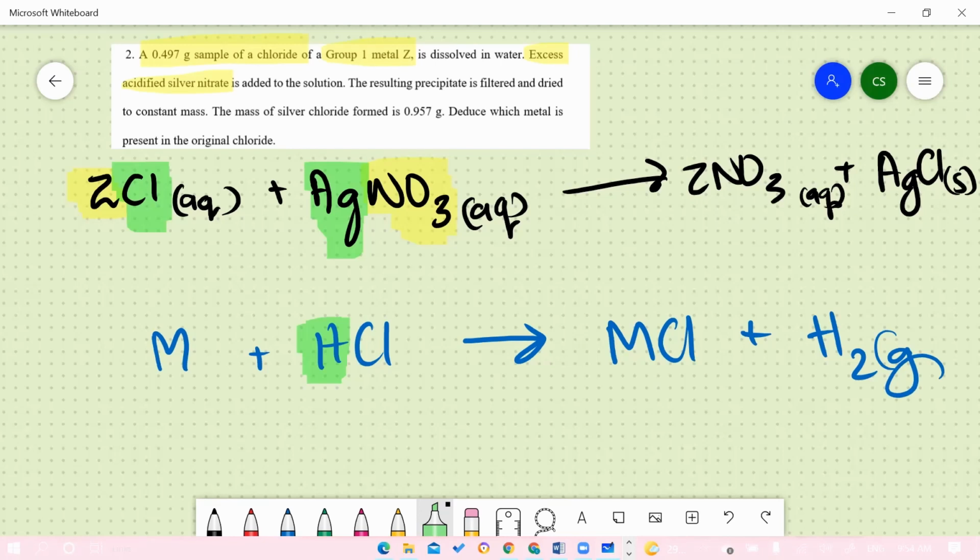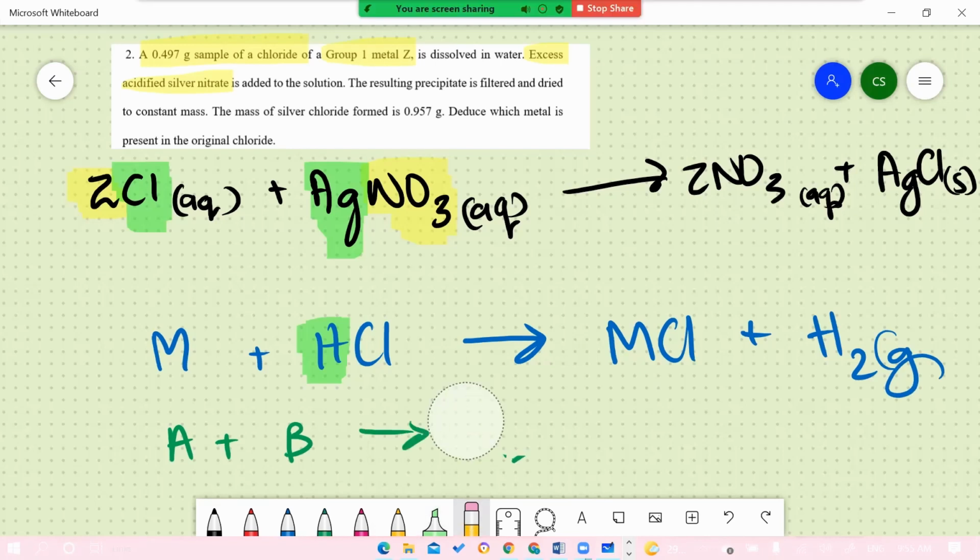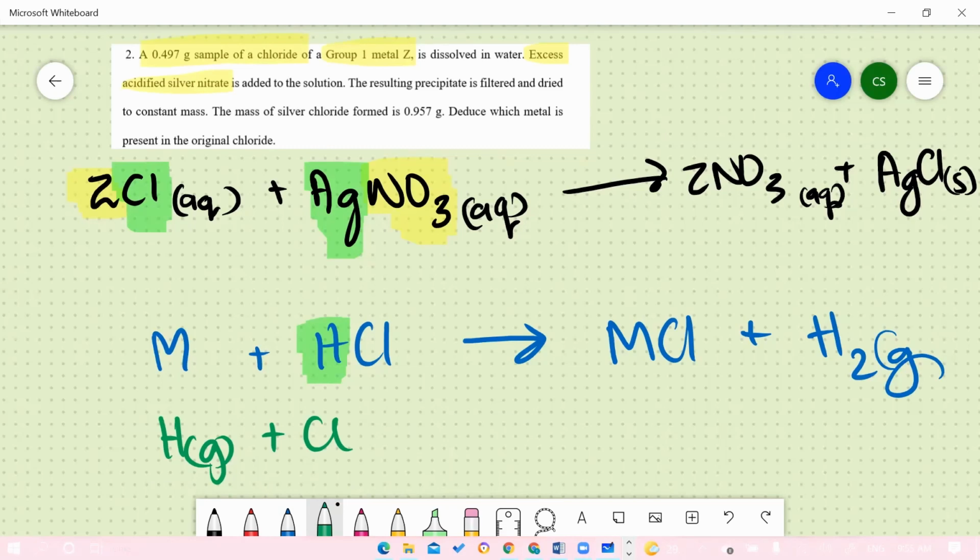I don't know combination. You probably know what a combination reaction is, but you don't remember what it looks like. A combination is like A plus B gives you AB. An example of this would be if you react hydrogen gas, H2, with chlorine gas, Cl2, you get HCl. Very good. You're supposed to put one, two on that. Yeah, that's one.